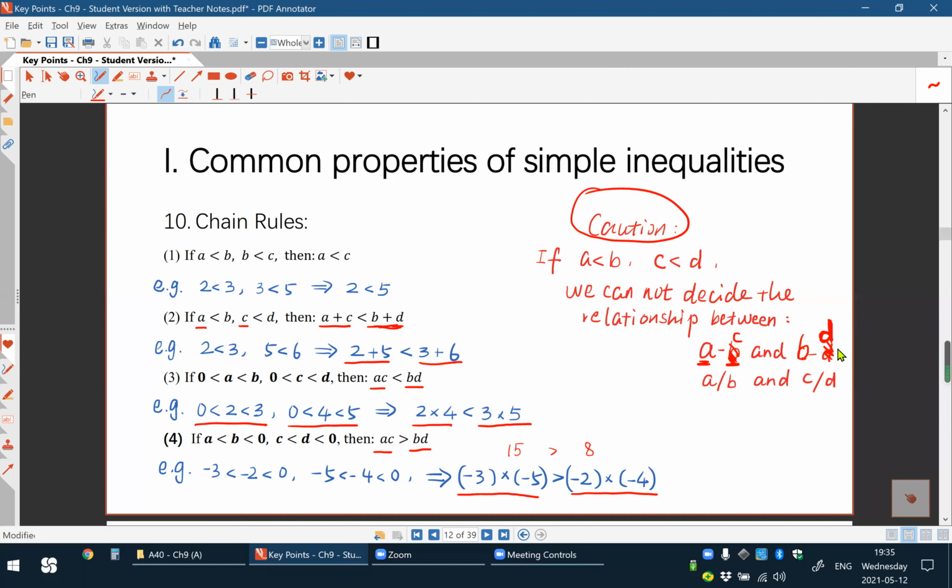Can you correct your notes if you have printed them out? Can you make the correction? And also this should be A over C and B over D.